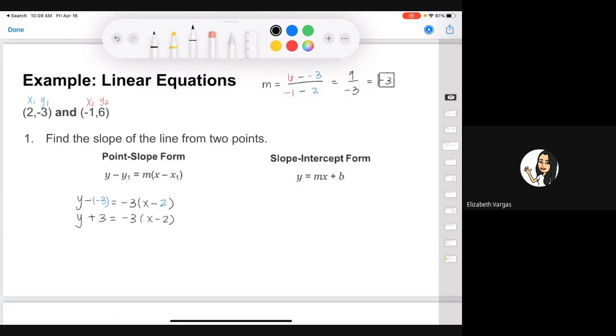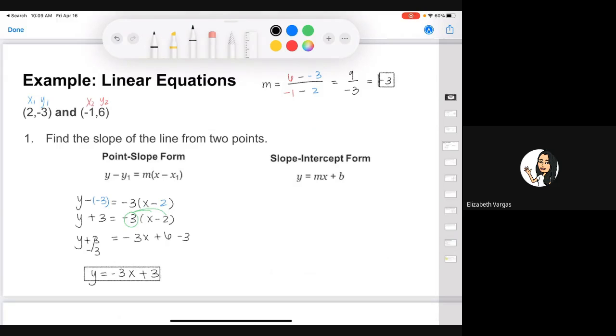I'm going to go ahead and distribute that. And then move my 3 over. So y equals -3x plus 3. And so that is my resulting equation. And that equation will represent the line that passes through 2, -3 and -1, 6. And I went ahead and distributed that so you could see it.